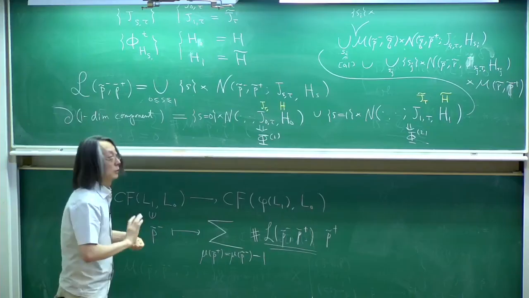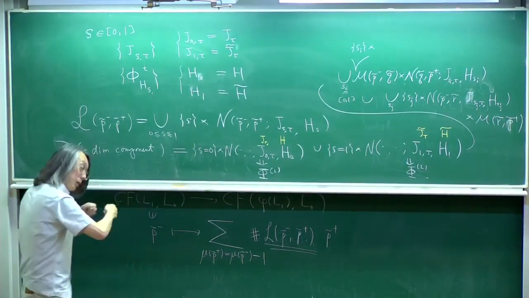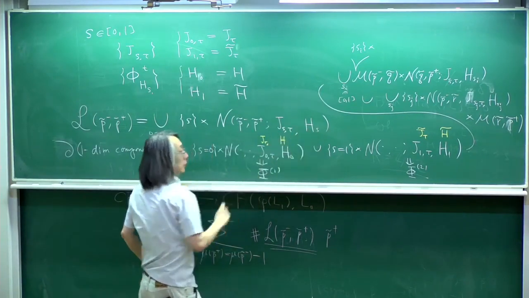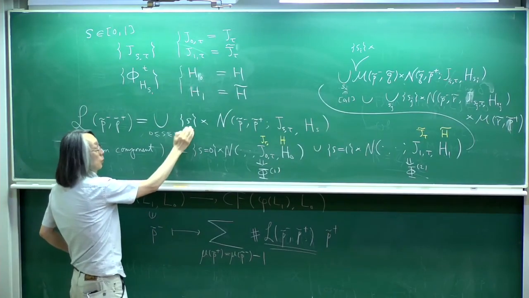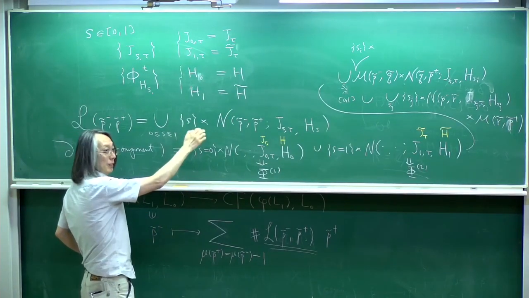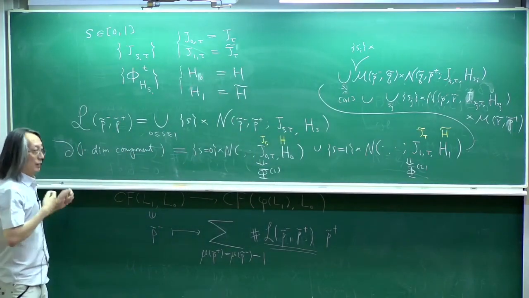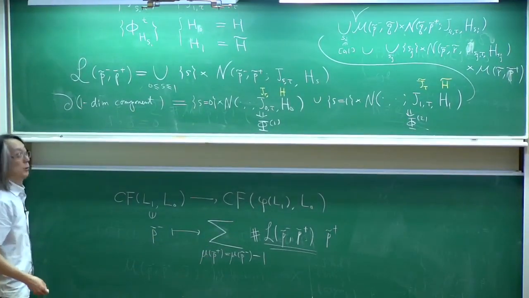Right? So then this one, if you fix this data, has expected dimension minus 1, so you may not have anything. But now we have a one-dimensional family of them, right? So this one has expected dimension minus 1, but this one has one-dimensional freedom. So in total, actually this is zero-dimensional, and then you count them in this sense. And then this gives you the chain homotopy.